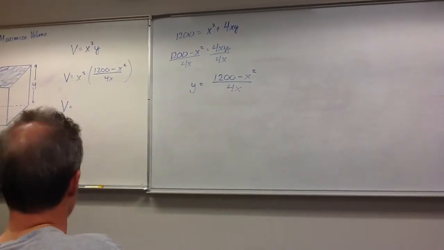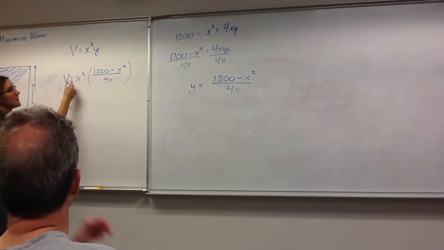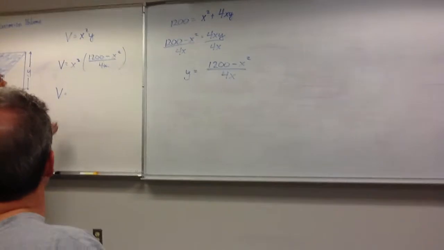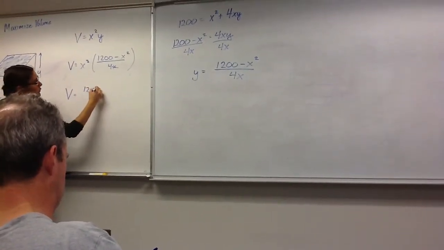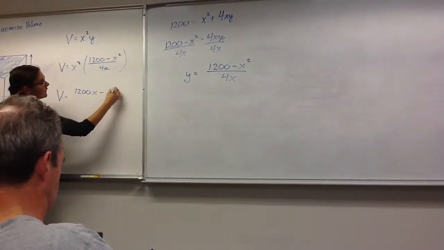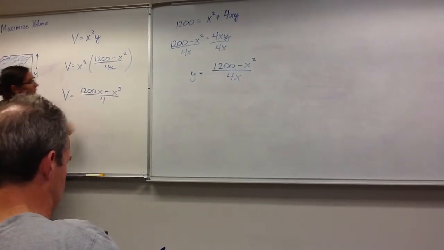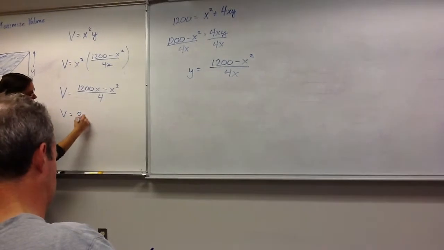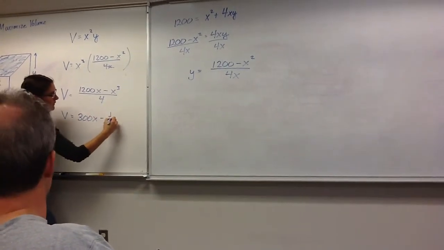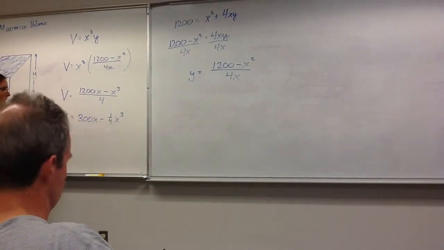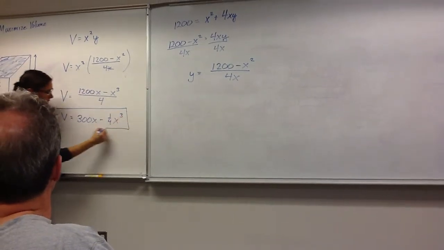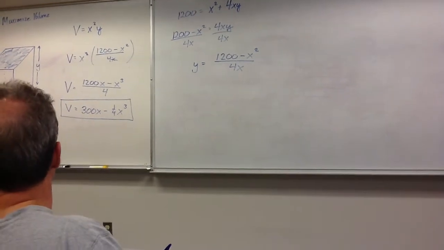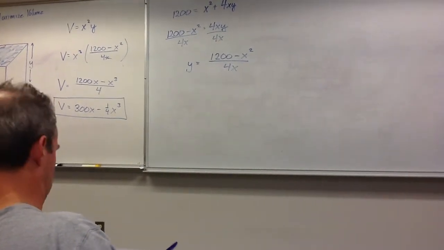In this case, I want to make my life easier, and so let's see, I can cancel one of the x's. And so I've got (1200x minus x cubed) over 4, and then if I distribute that 4 to both terms, I've got 300x minus 1/4 x cubed. And so this is my formula for volume. Any questions on this part so far?